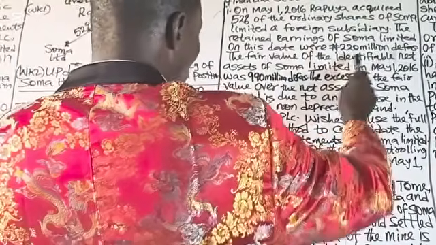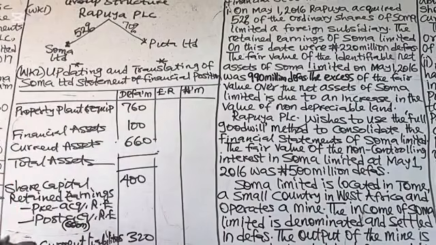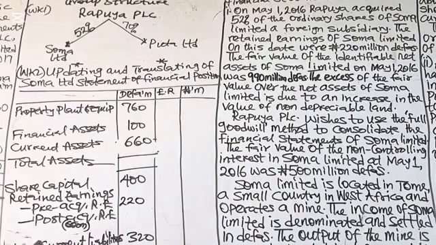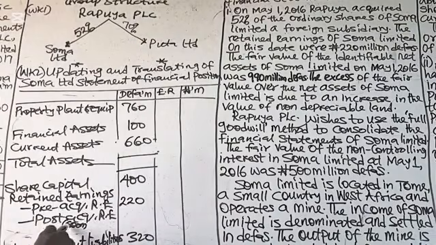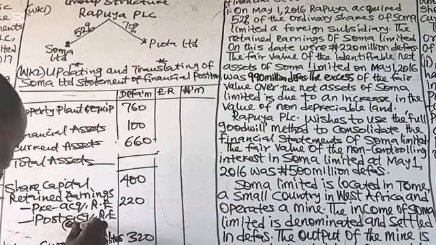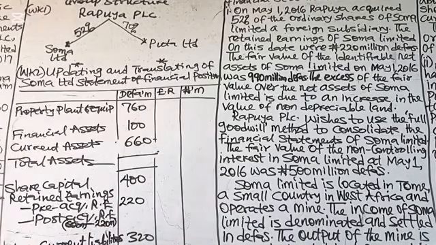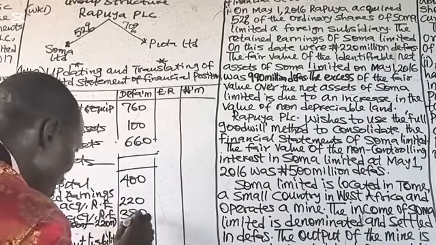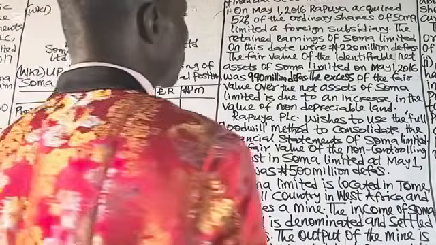That's to show that we have the pre-acquisition retained earnings of 220. So pre-acquisition retained earnings that amounted to 220. Remember, the accumulated retained earnings of Soma Limited in the statement of financial position amounted to 600 million. If you subtract the pre-acquisition retained earnings of 220 million, the difference will be the post-acquisition retained earnings. 600 minus 220, that gives us 380 million. The 380 million is the post-acquisition retained earnings of Soma Limited.